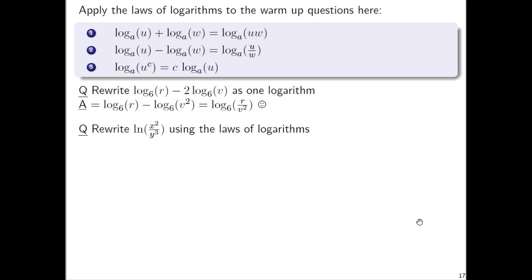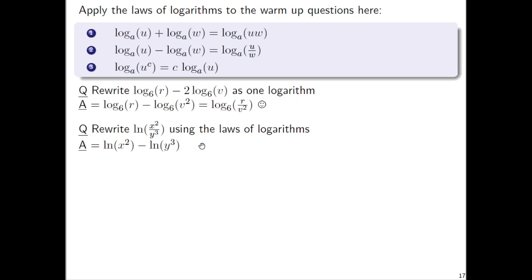Let's rewrite ln of x squared over y cubed using the laws of logarithms. So notice how this looks like the right side of the second formula. You might say ln, well, remember ln is just shorthand for log base e. So when you see this ln, I visually see a log base e, right? So this becomes, using the second formula in reverse, backwards, ln of x squared minus ln of y cubed.